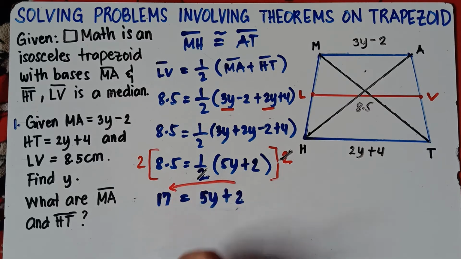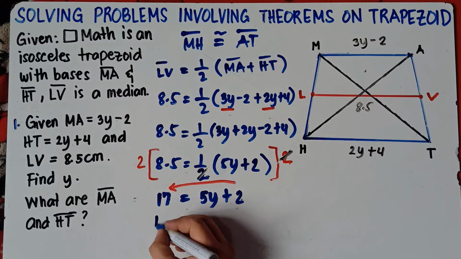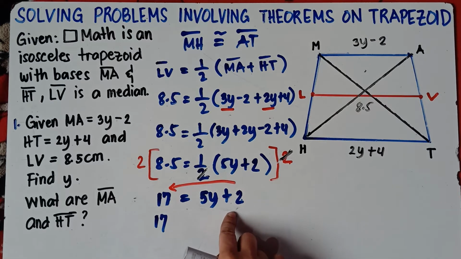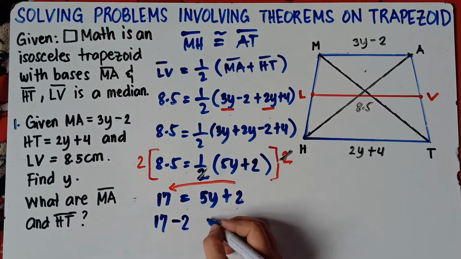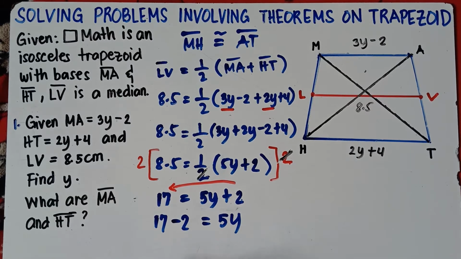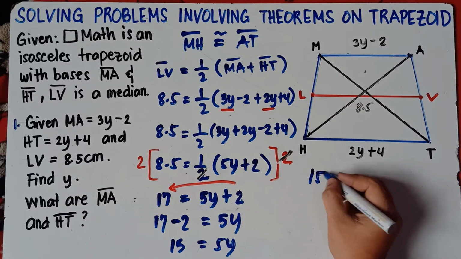Just transpose this 2, class. Alright, so this will be 17, then transpose 2 from right to left. This is positive 2. It will be negative 2. Equals 5y. Alright, and then 17 minus 2. What's the answer, class? That's correct. That would be 15. Equals 5y. So this will be 15 equals 5y.